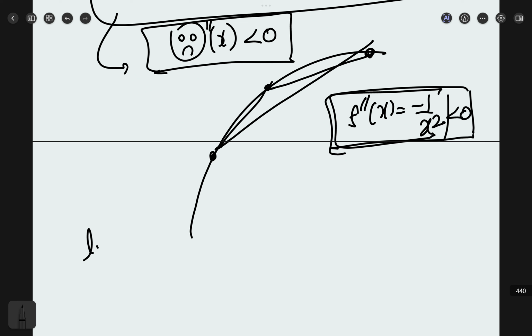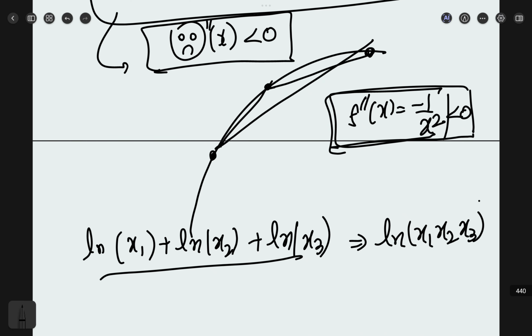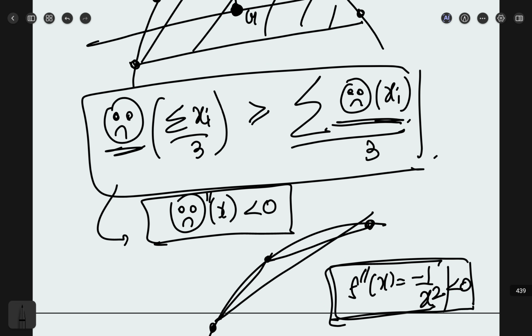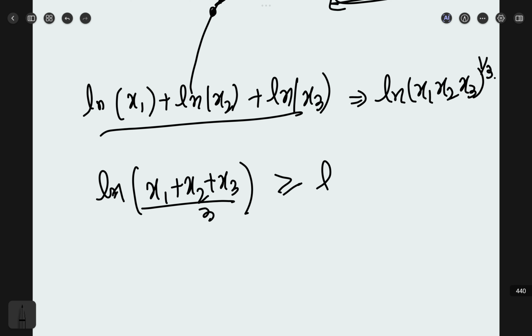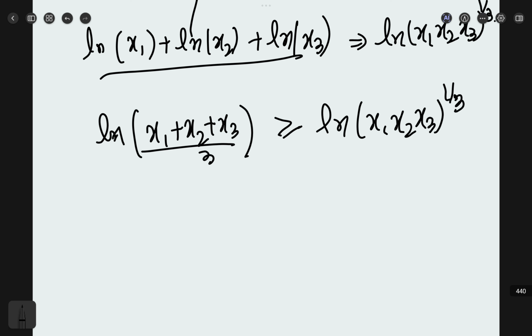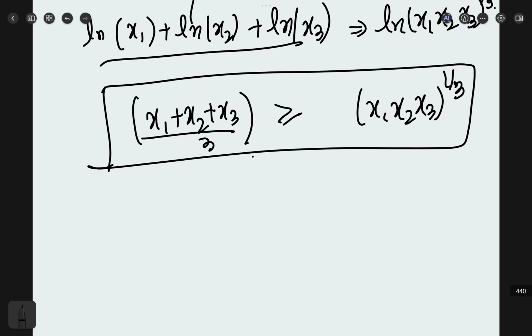and you can just use this ln x, so you can add them up, ln x1 plus ln x2 plus ln x3 by 3. So this would be ln x1 x2 x3, and this is 1 by 3, so I can just take 1 by 3 right here. And here you would have ln of x1 plus x2 plus x3 by 3, and this is greater than or equal to, so I just proved AM-GM through this. So you're just left with the AM-GM inequality.